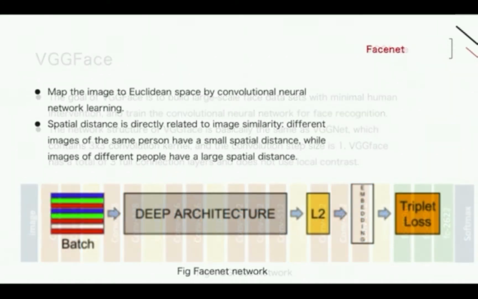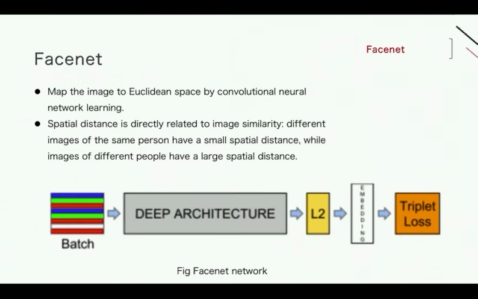Another face recognition model is FaceNet. The FaceNet model can map the image to Euclidean space by convolutional neural network learning. Spatial distance is directly related to image similarity. Different images of the same person have a small spatial distance, while images of different people have a large spatial distance.